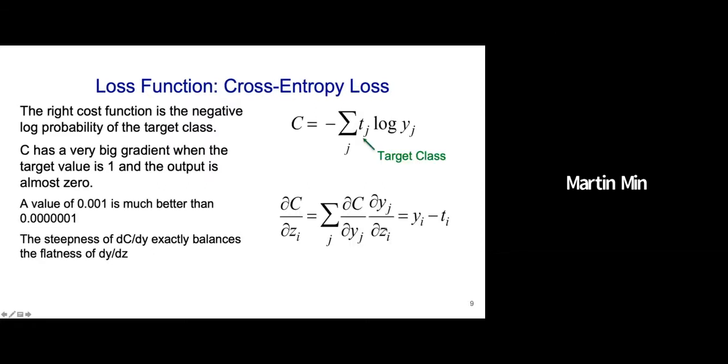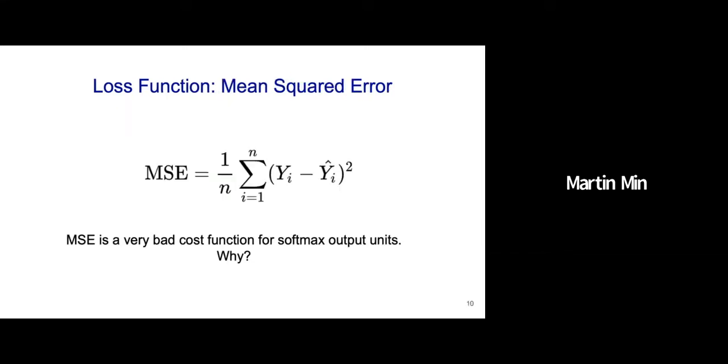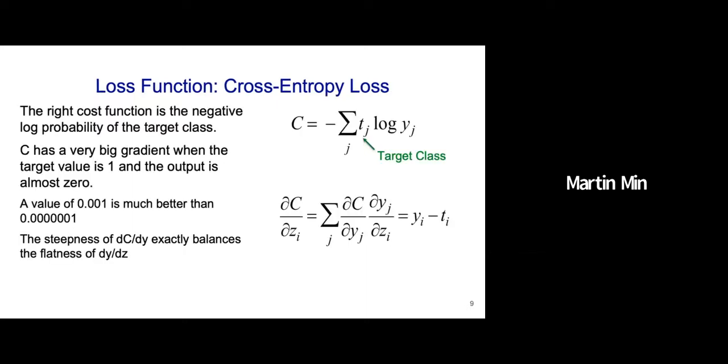Suppose that we have a softmax output unit, but we use the mean squared error. That's very bad, because you will not have any steep term to balance this flatness term. So when your desired target value is 1 but your output value is 0.001 or 0.000001, there will be no difference, because you don't have that log term here.